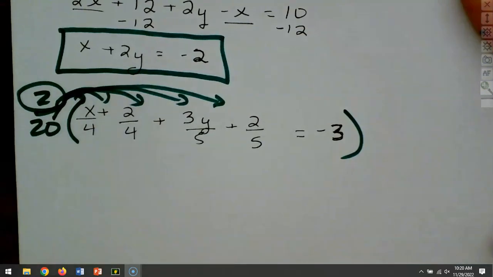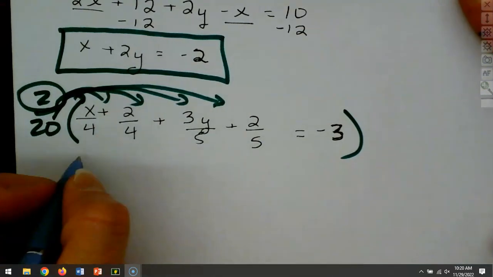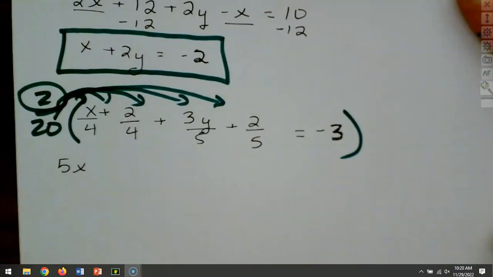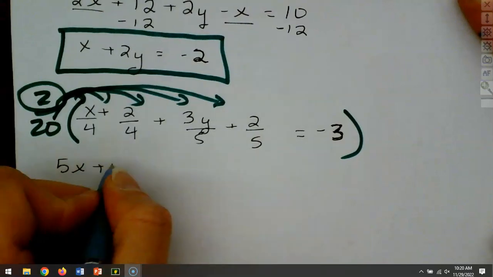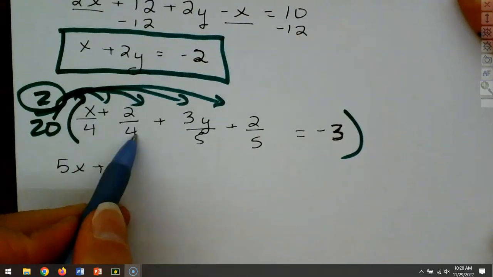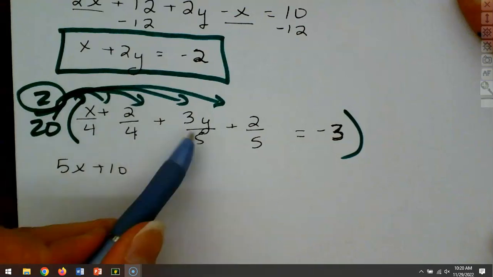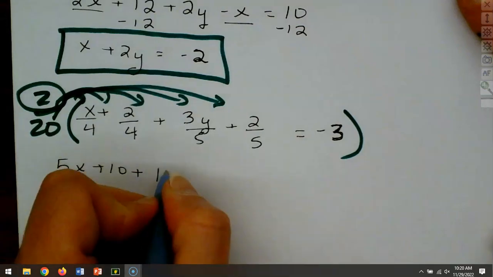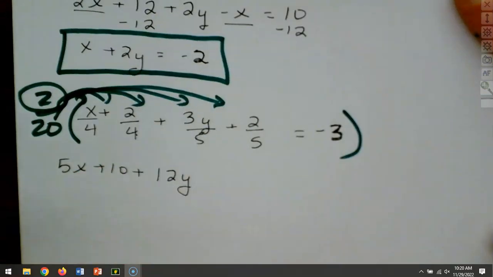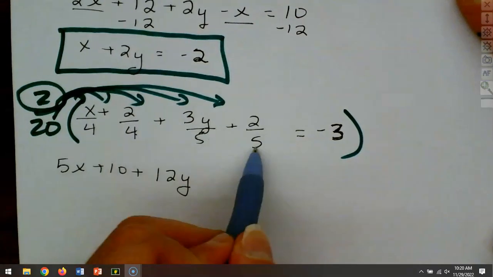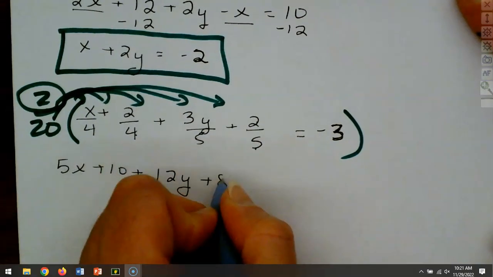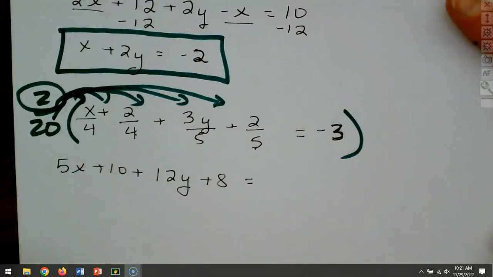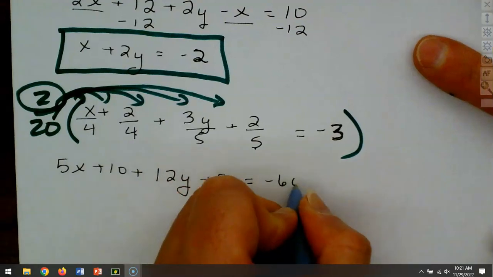So 20 divided by 4, that's a 5. 5 times x, that makes it a 5x. 20 divided by 4, that's a 5. 5 times 2 makes it a 10. 20 divided by 5, that's a 4. 4 times 3 makes it a 12y. Okay. 20 divided by 5, that's a 4. 4 times 2 makes it an 8. And that equals now 20 times a negative 3. Make sure you multiply both sides. So that's a negative 60.